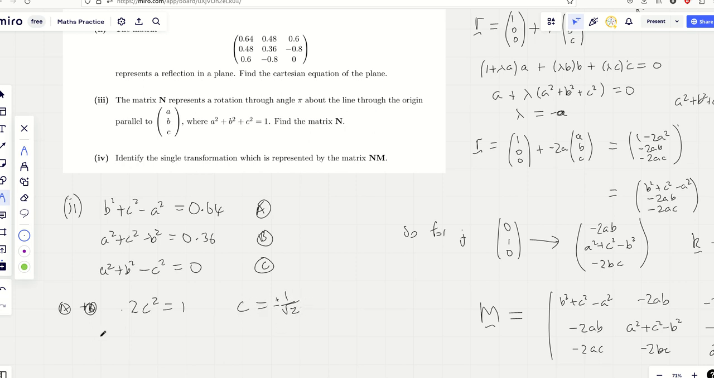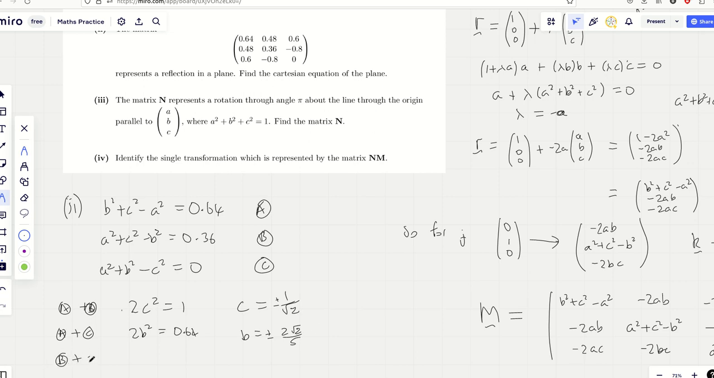a plus c gives, now this time we're going to get rid of the c's and the a's, so we're going to get 2b squared is 0.64, half that you get 0.32, which is 32 over 100, 16 over 50, 8 over 25, square root it, you get plus or minus 2 root 2 over 5.